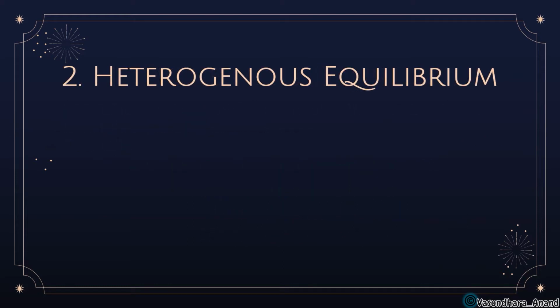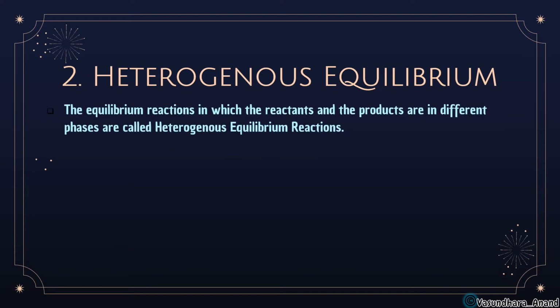Now heterogeneous equilibrium. As I have already told you, if the reactants and products are not in the same phase, suppose that lots of reactants and lots of products are there, and any one of them is not in the same phase, then it will be called heterogeneous. Example: CaCO3 solid, decomposition of calcium carbonate. This is solid, and on decomposition it will also give a solid, but this one is a gas, so it is an example of heterogeneous equilibrium.